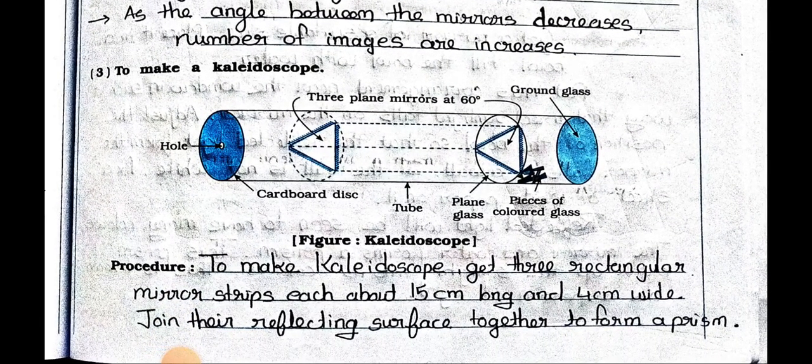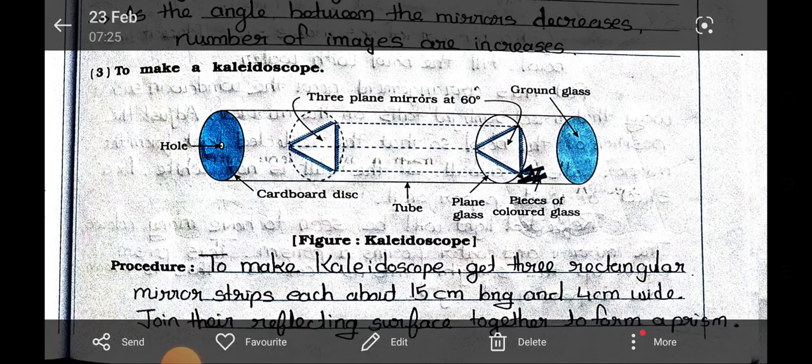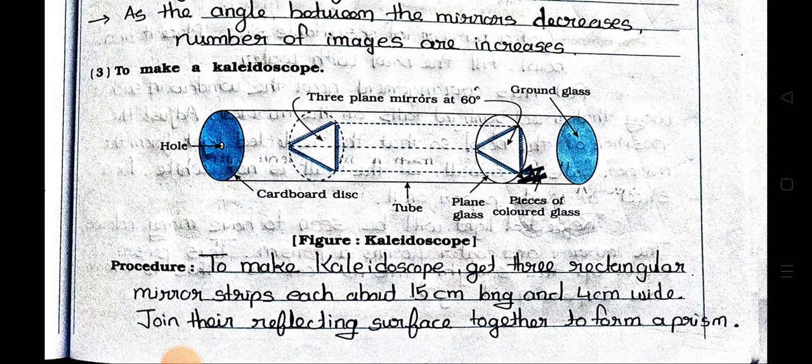See the number 3. To make a kaleidoscope. How you have to make it? The figure is given. Procedure. To make a kaleidoscope, get three rectangular mirror strips, each about 15 cm long and 4 cm wide. Join their reflecting surfaces together to form a prism.